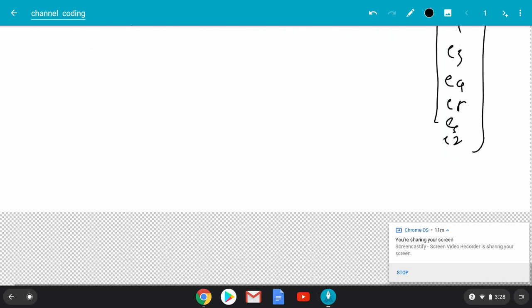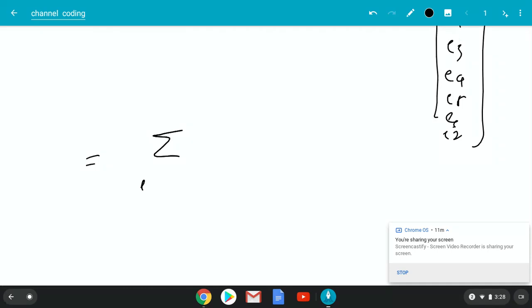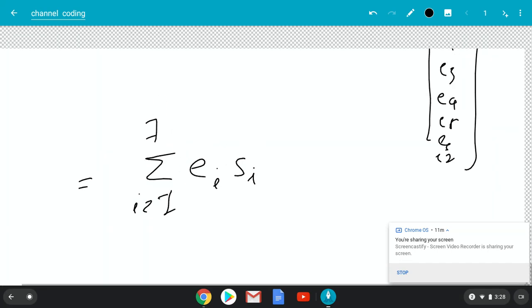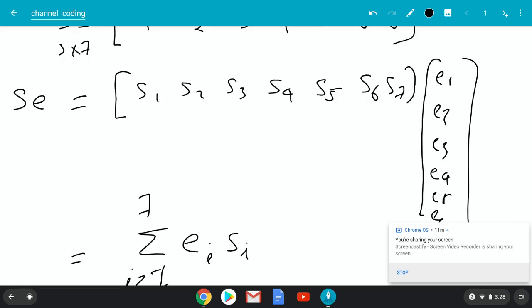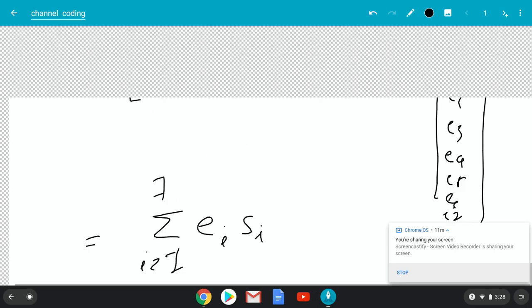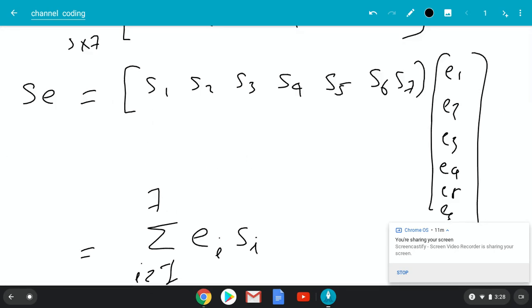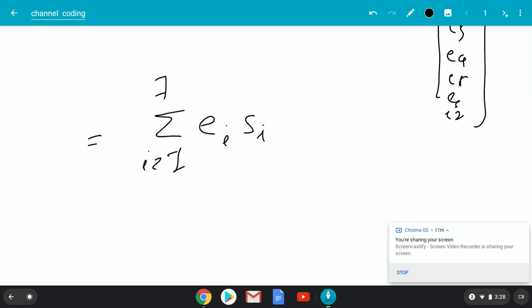Okay, so I can represent this as the sum over i equal to 1 to 7 of Ei Si, right? Because I'm just multiplying this vector, basically I can treat these as if they are just numbers, and I'm multiplying this vector this way. That's the beauty of linear algebra, right? So even though these are vectors, the multiplication will result as if you're doing this, right? And remember, in here, each Si is a vector. Okay, this is a linear combination of vectors now.